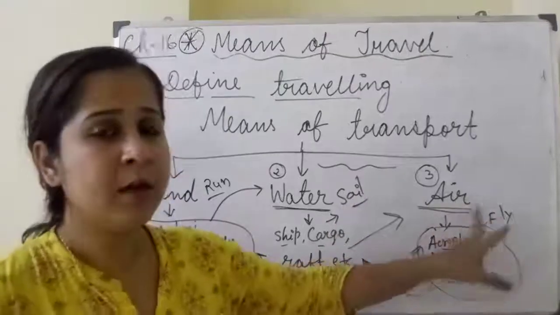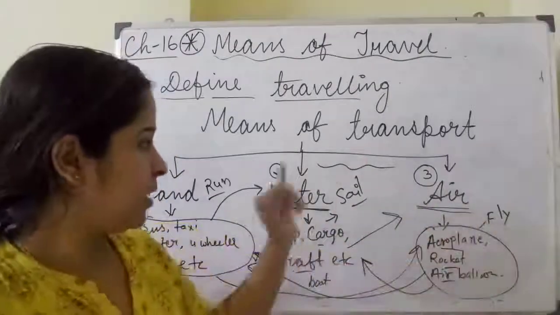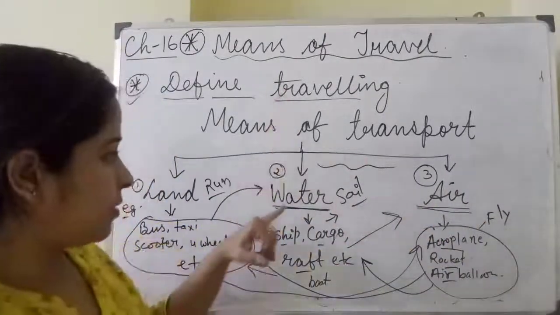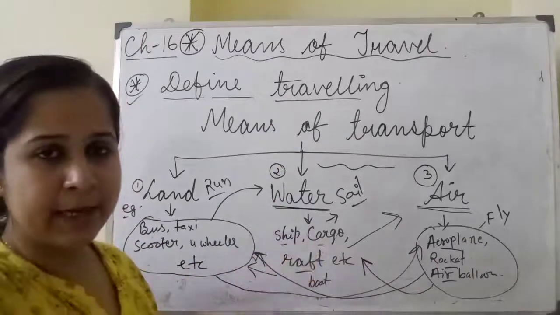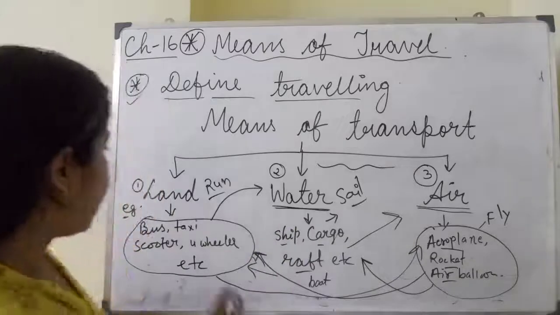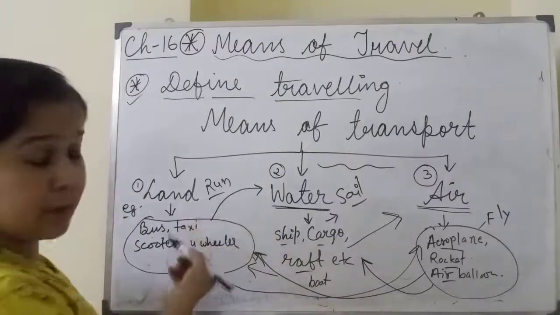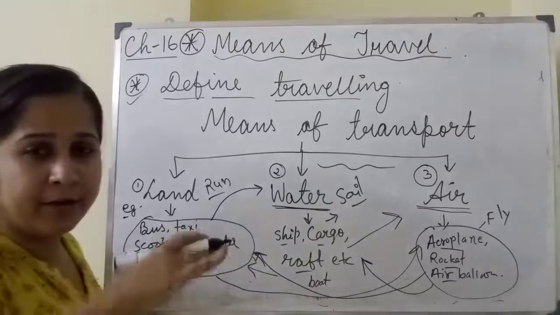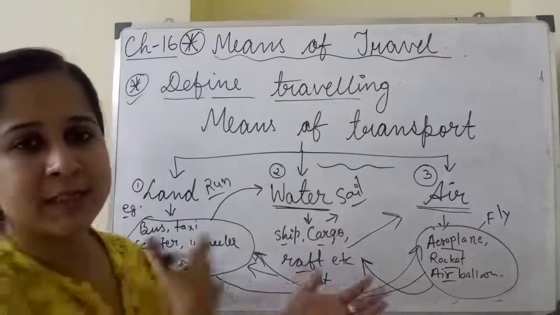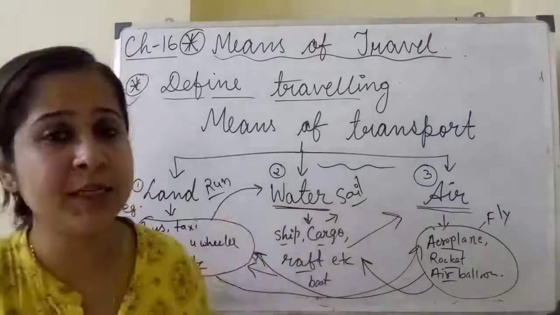Air transport, the vehicles will fly in the air. Second is water, the vehicles, the system will be sailing on the water surface. And the third one is land. These vehicles will run on the land surface. So these cannot be interchanged with each other.